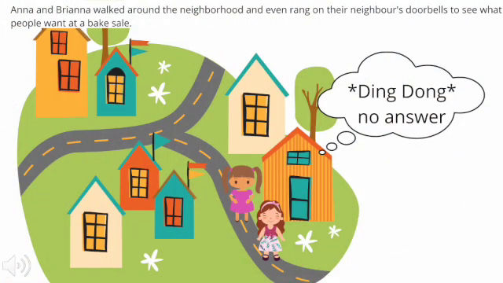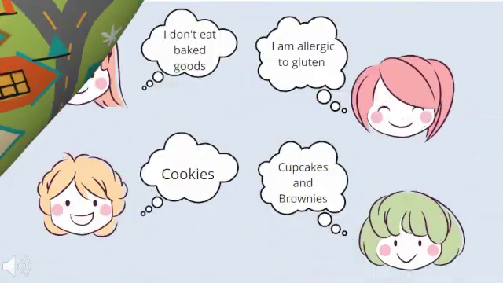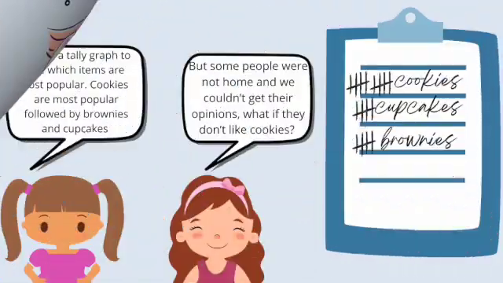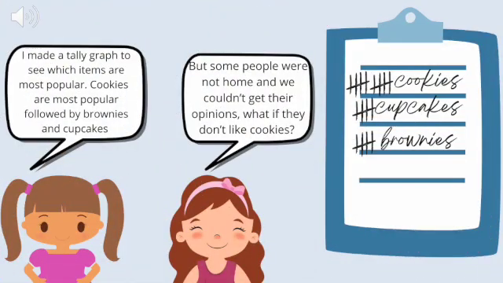Anna and Brianna walked around the neighborhood and even rang on their neighbors' doorbells to see what people wanted at their bake sale. Ding dong! One person said, "I don't eat baked goods." Another said, "I'm allergic to gluten." Another said cookies. And the other said cupcakes and brownies. I made a tally graph to see which items are most popular. Cookies are most popular, followed by brownies and cupcakes.